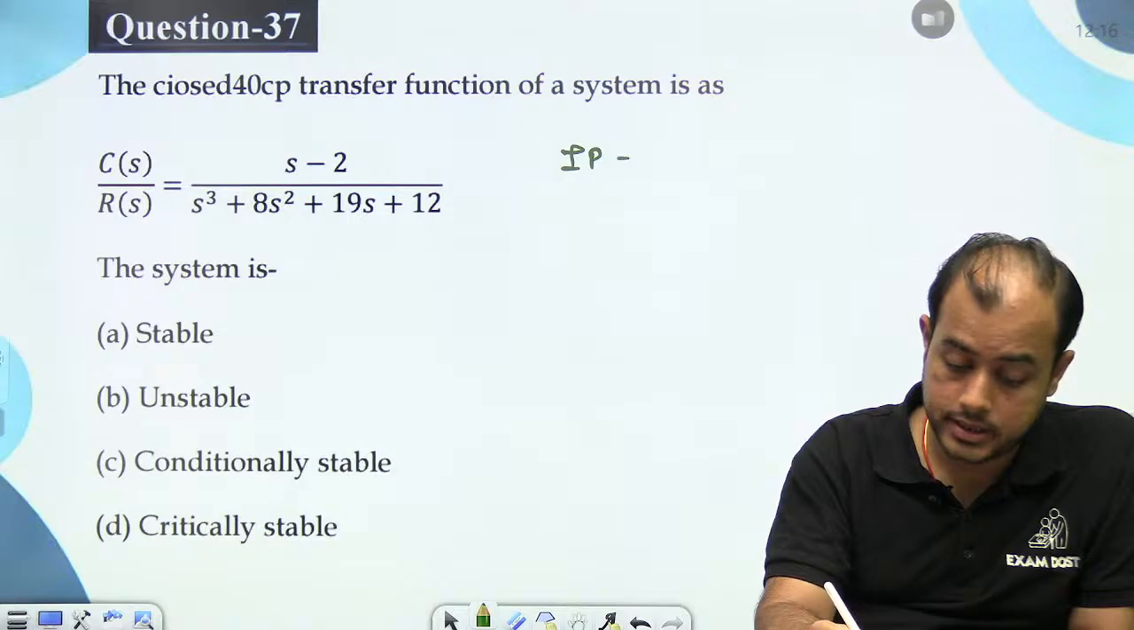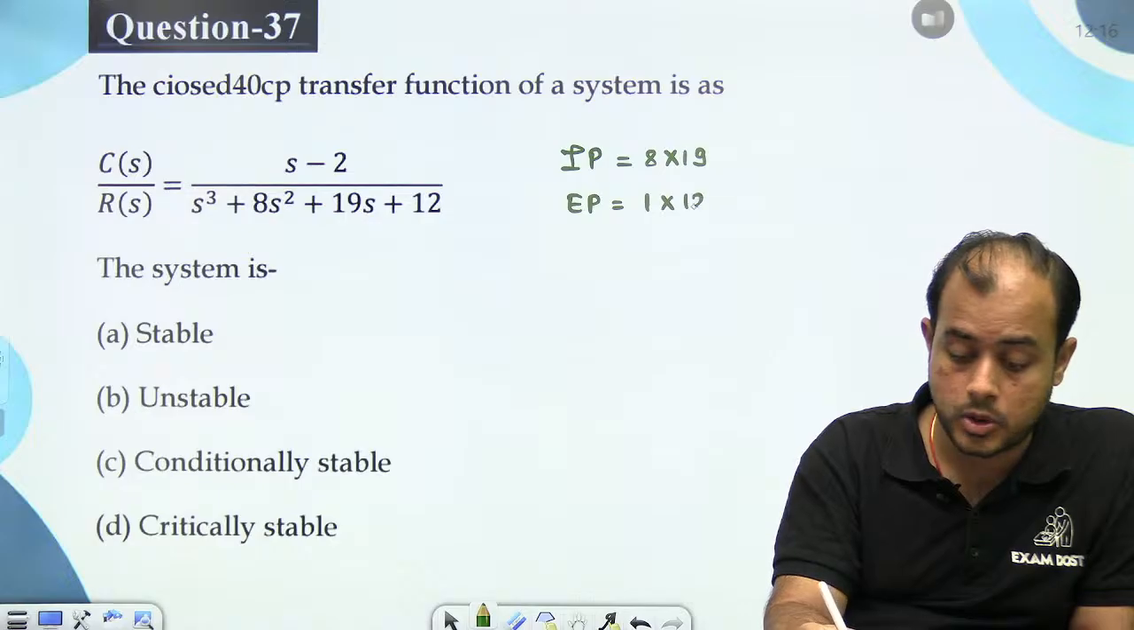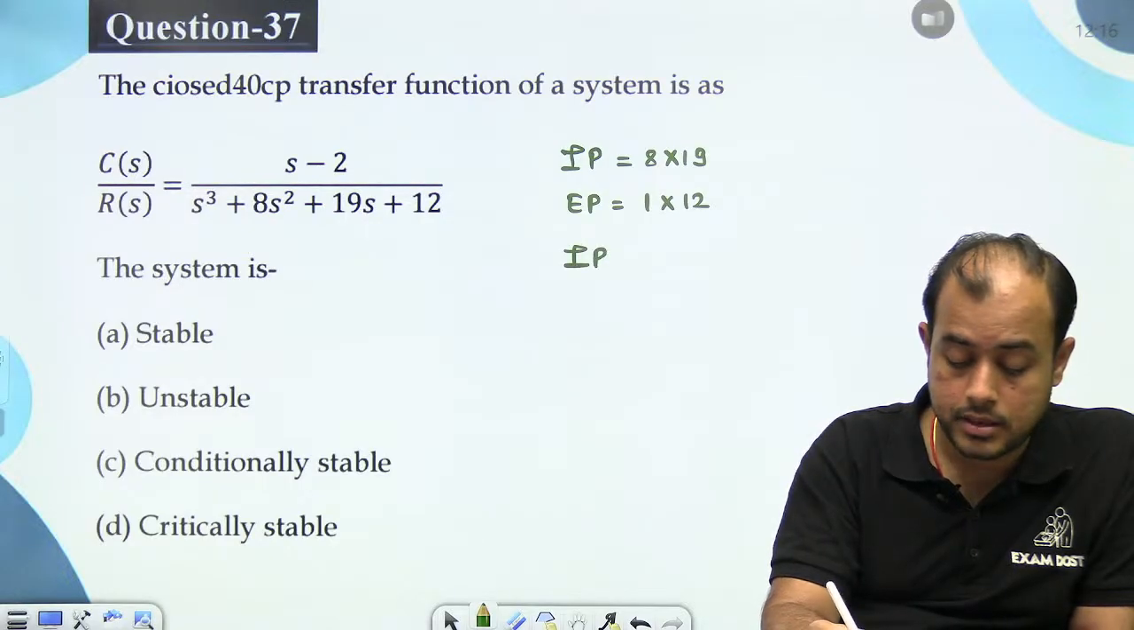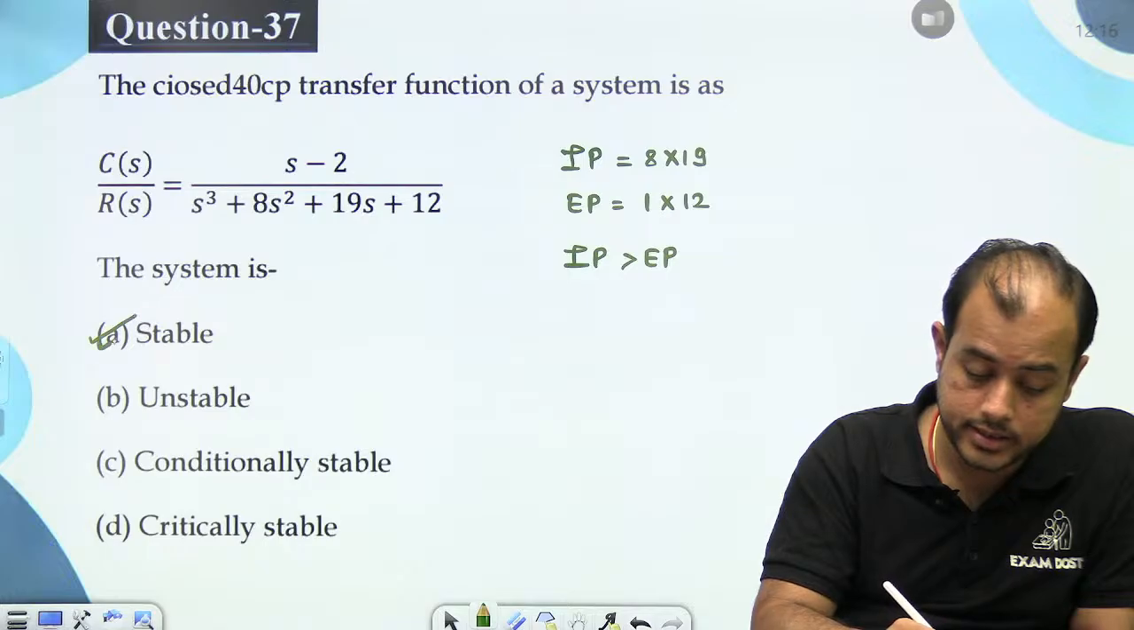Internal product is 8 into 19. Check the denominator, beta. External product is 1 into 12. Internal product is greater than external product. It is stable.